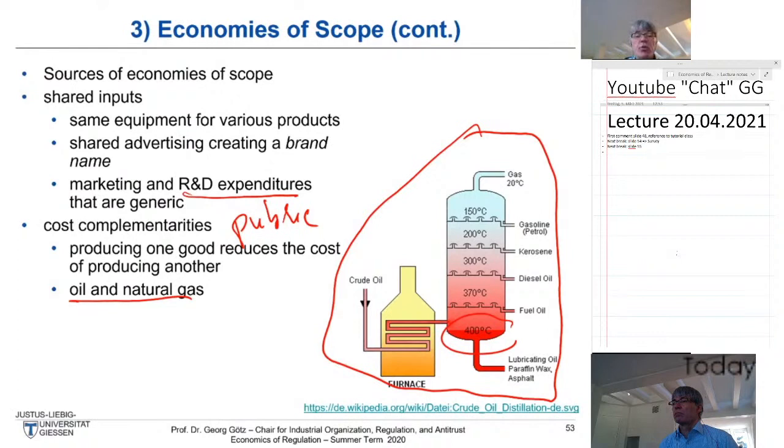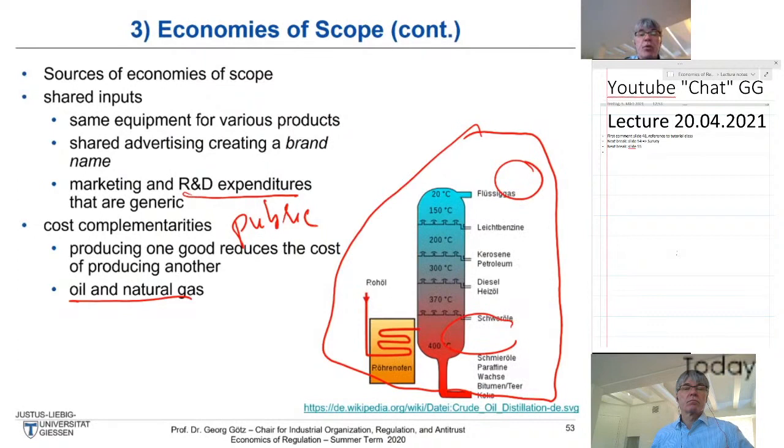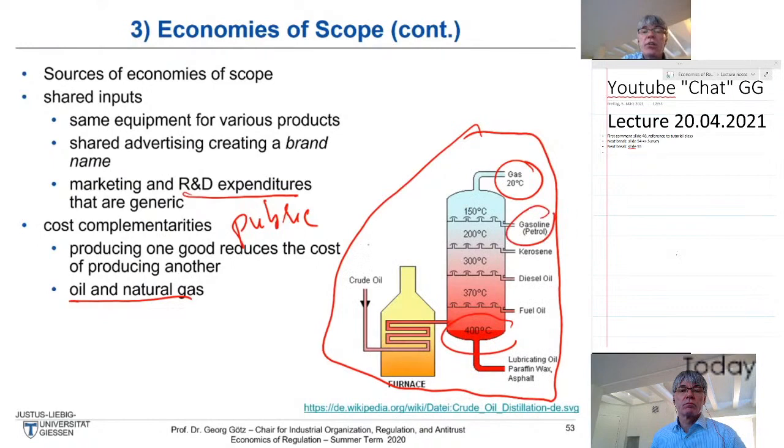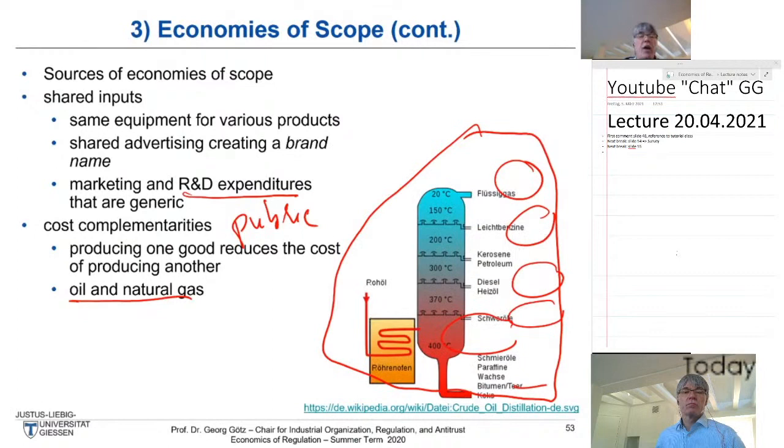A gas would be then like Flüssiggas, propane and butane, and you get here a gasoline, you get diesel oil, you get these heavy oils and so on, you get asphalt, you get everything from the single output. Okay, the point is you put that in and you get the other things automatically. You would have to throw them away. Okay, so oil and benzene and so on.